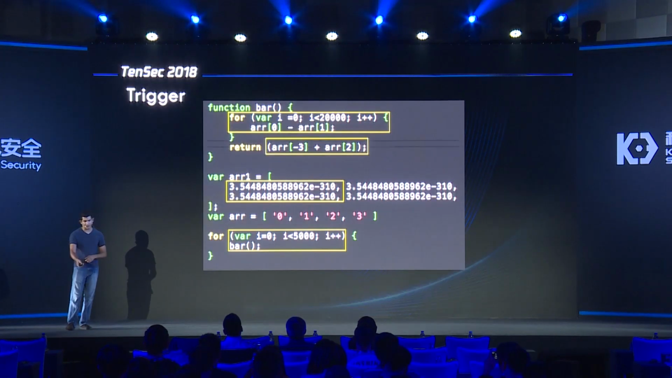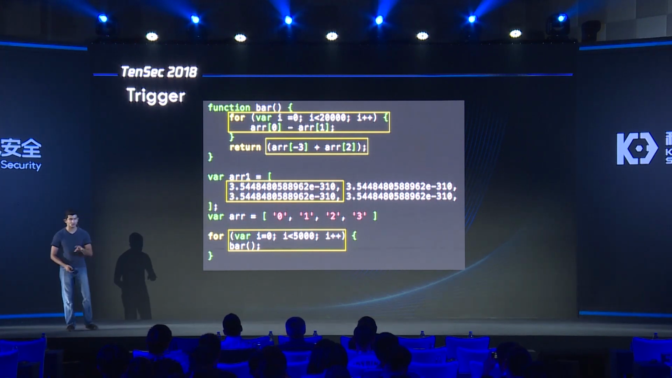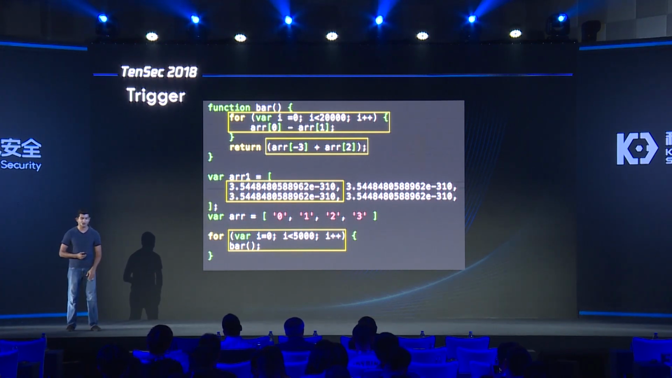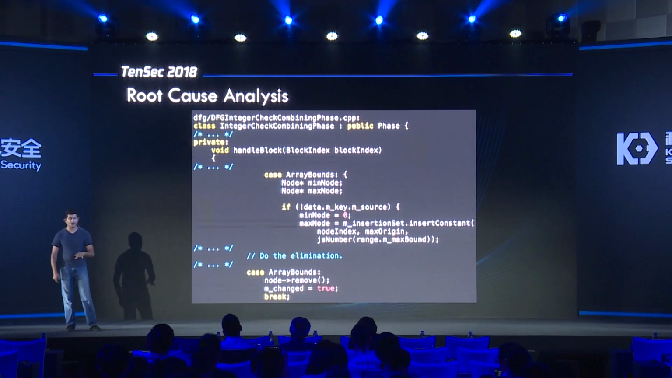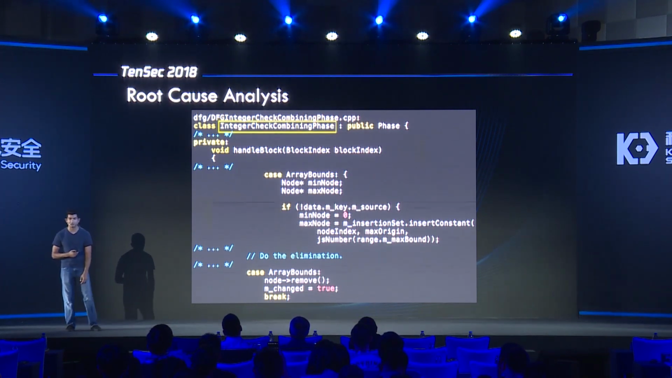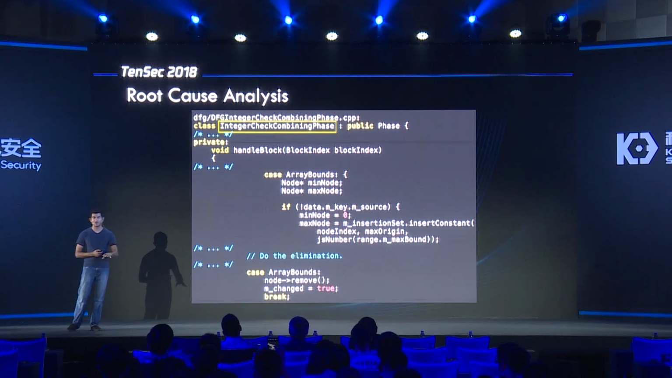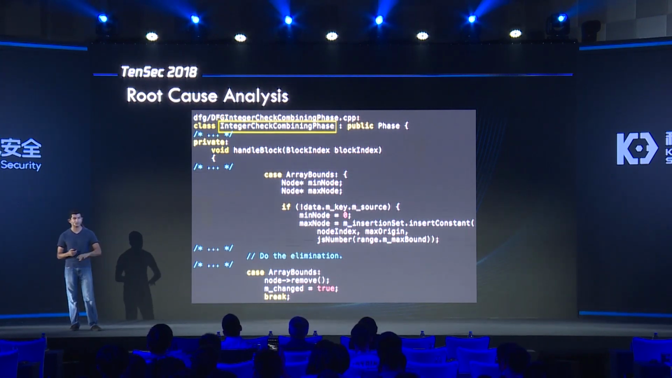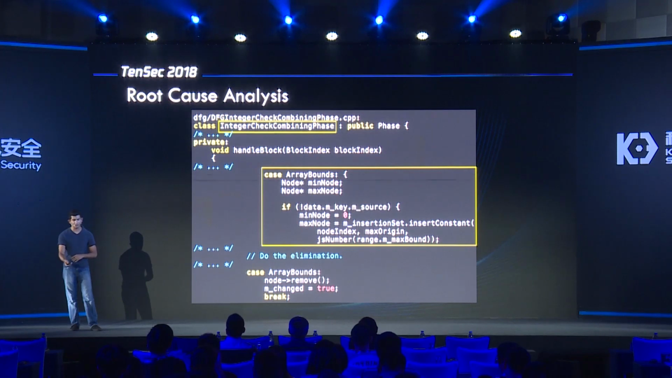And then we have this var array, which is going to be an array with contiguous, which just has string values. And if we look at what's actually going on, we have one of the phases that's being iterated through, the integer check combining phase. This is the phase that is responsible for removing array bounds checking. We have this case that's specifically doing that. And assuming we actually hit this, we'll go through and remove nodes where checks are going through.